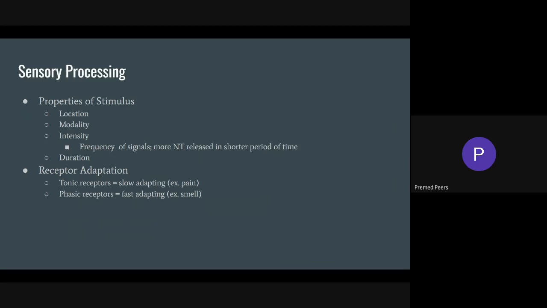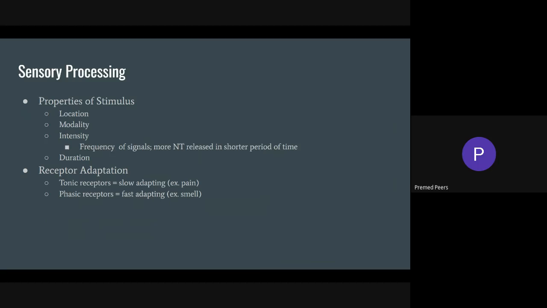And then lastly is duration. So how long is that stimulus going to be present? And that has to do with, again, the duration of the signal. So either how long one signal lasts, or more specifically, how long the frequencies, how long those action potentials keep firing.